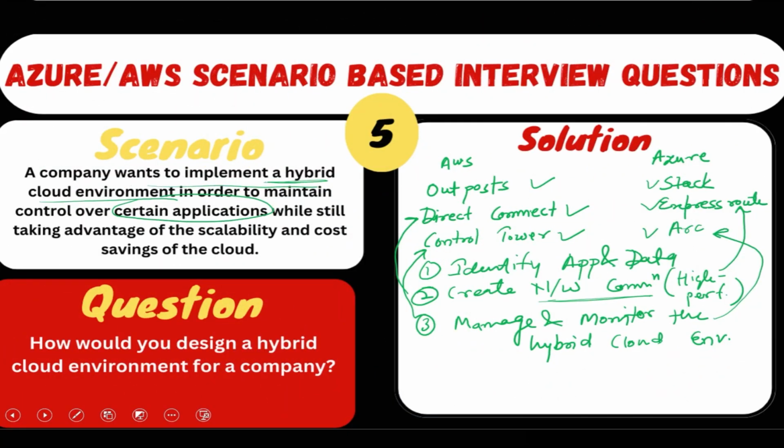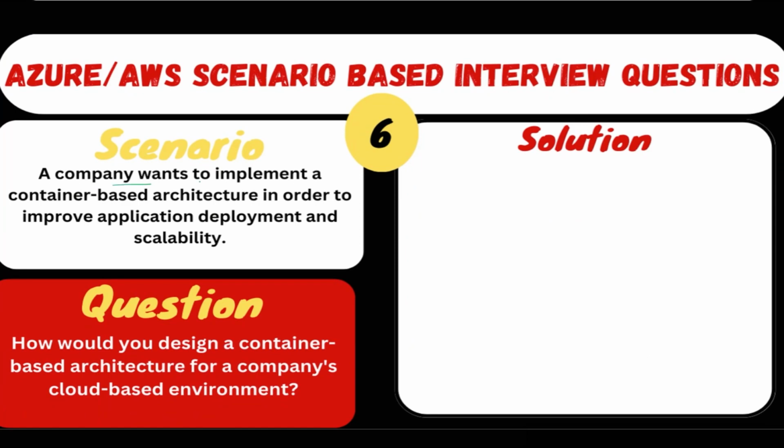Now let's understand the sixth scenario. A company wants to implement a container-based architecture in order to improve application deployment and scalability. How would you design a container-based architecture for a company's cloud-based solution? Okay, so when we are talking about container-based architecture, it's very useful nowadays because it is on demand and it's the future actually. Not only the future, in the present also they are using it, and it's very effective. That's why most organizations are looking for such a solution. So, how would you design a container-based architecture for a company's cloud-based environment?